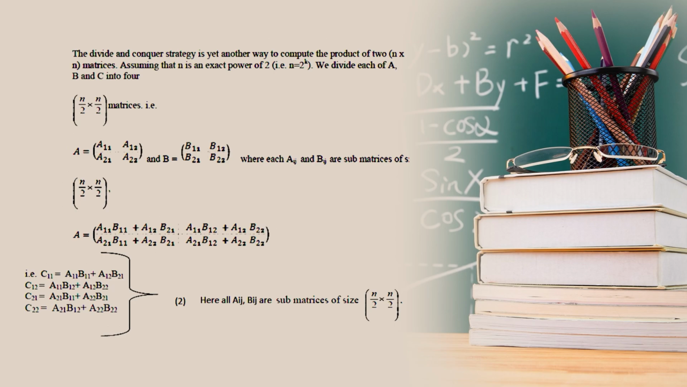That is, C11 is equal to A11 B11 plus A12 B21. A similar matrix multiplication is being taken care of for C12, for C21, for C22, very similar. Now, these are the 4 equations that will be used.